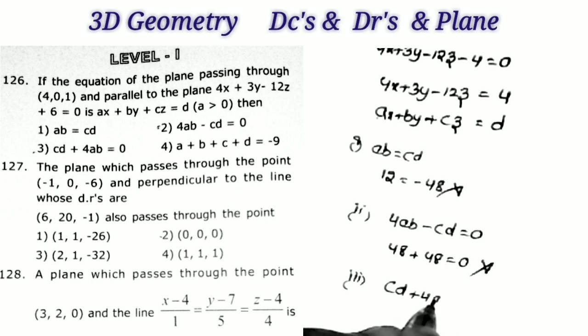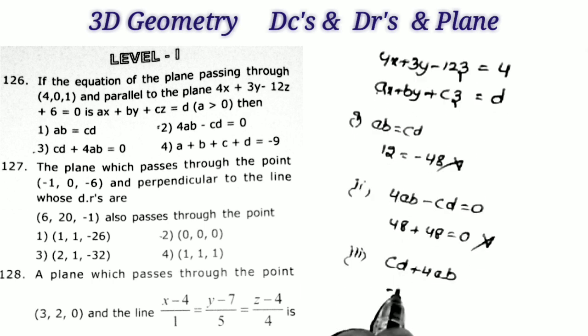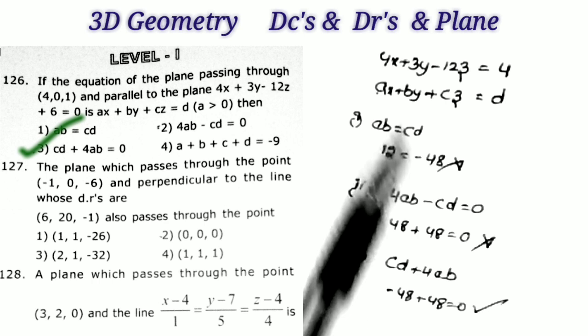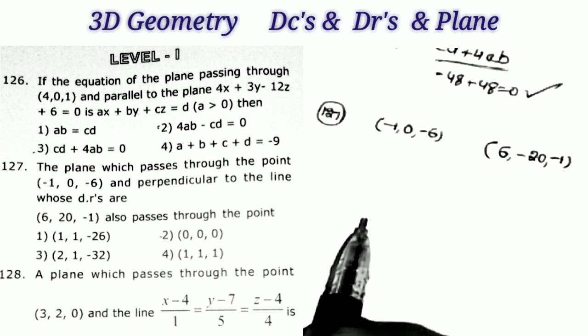Now checking this value, CD plus 4AB. What is CD? Minus 12 into 4 minus 48 plus 4AB. 4 into 3 that is 48. Yes, equals to 0. This is the correct option. After getting the ABCD values, we have to replace the values in the options. So here this option is satisfied. So this is the correct answer. So answer is the third option. That's all. Next question, sum number 127.